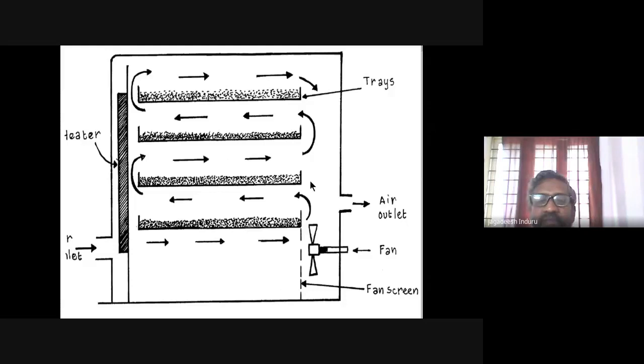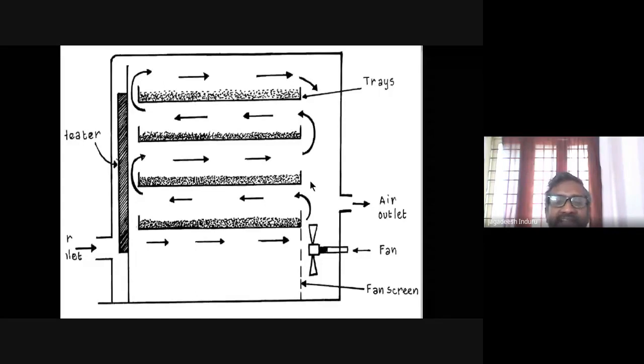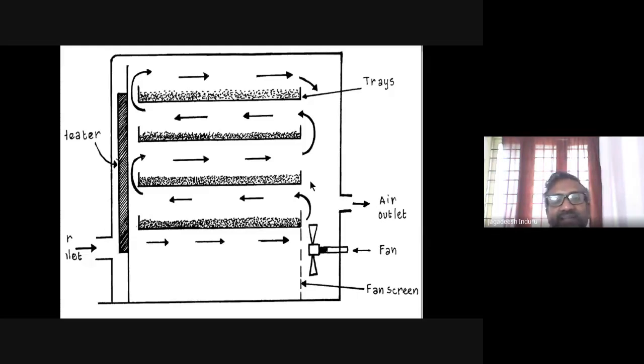Your end point, how will you know it? You remove the material from the bed. The bed is present in these trays. You remove 1 gram or 2 grams of material, depending upon your SOP, and see how much moisture is present in it. If it is lesser than your required moisture, then you can stop. So in this journey, you need to understand two aspects: one is construction, another is working principle. These two we have already seen.